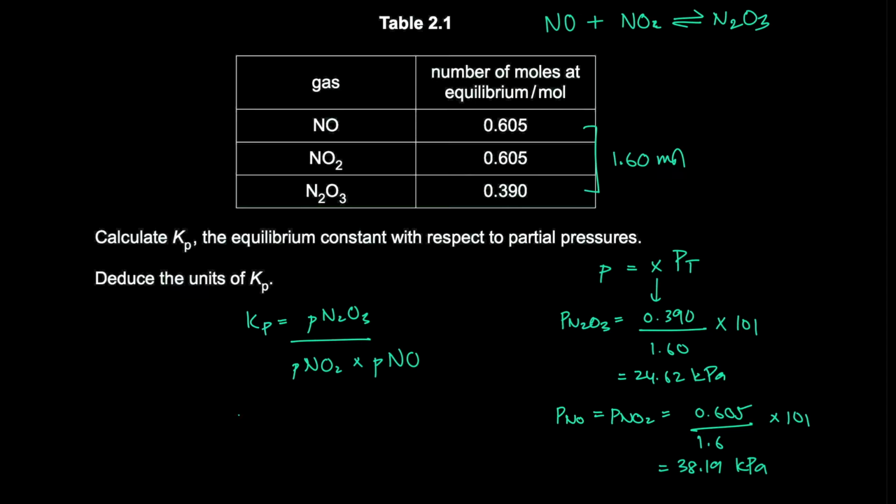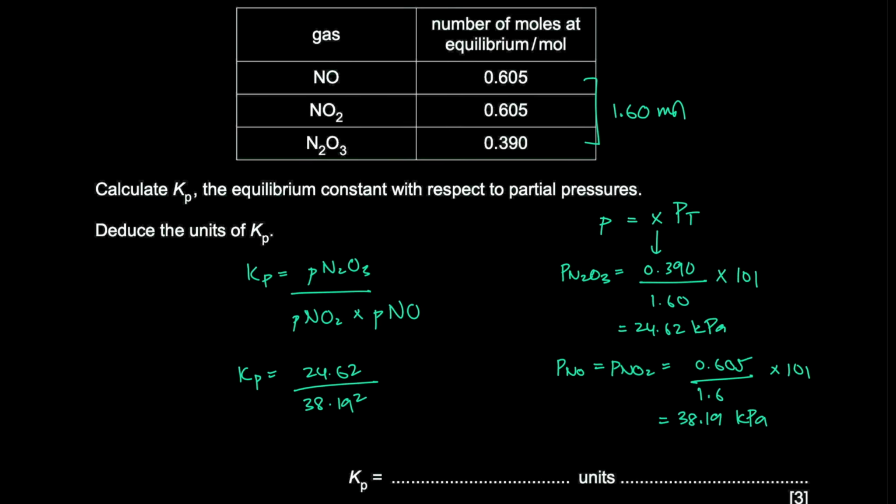And we just plug that into the Kp expression. So Kp is equal to 24.62, that's the partial pressure of N2O3, divided by 38.19 times 38.19. So that's 38.19 squared, and that gives us Kp as 0.0169.